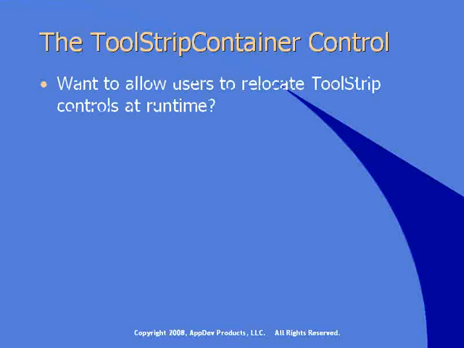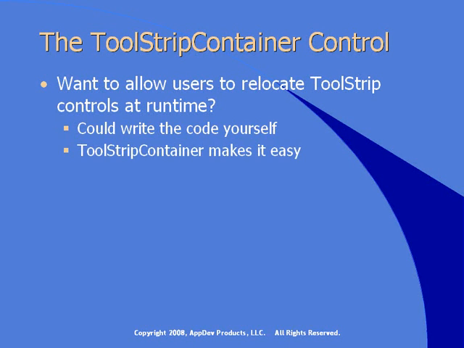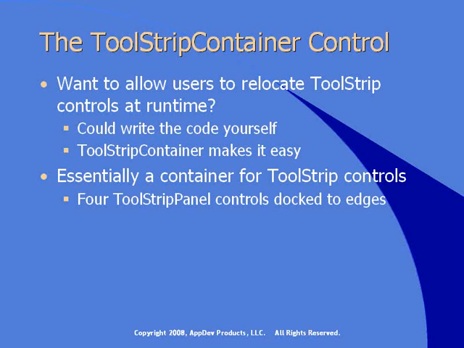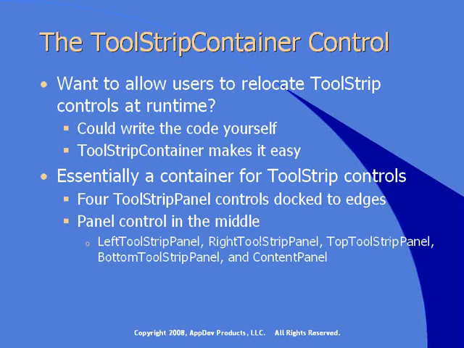You might want to allow users to relocate tool strip controls at runtime. You could write the code yourself, but the tool strip container makes it easy. Essentially, the tool strip container control is a container for tool strip controls. You can have 4 tool strip panel controls docked to the edges of your form and put a panel control in the middle. There's the left tool strip panel, the right tool strip panel, the top tool strip panel, the bottom tool strip panel, and the content panel.